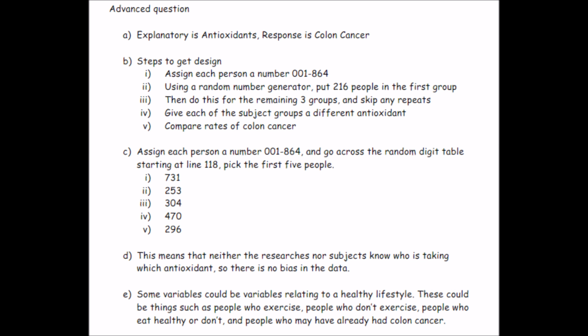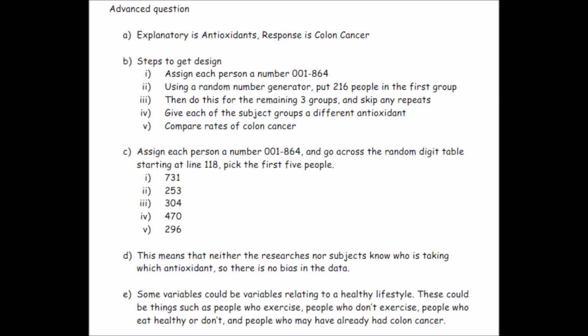So the next question, the advanced question, is talking about an experiment asking, will taking antioxidants help prevent colon cancer? It then gives some more information about it, as in which vegetables are rich in antioxidants, such as vitamins A, C, and E. And it's asking, will taking antioxidants help prevent colon cancer? And then it says a clinical trial studied 864 people who were at risk of colon cancer, and the subjects were divided into 4 groups. After 4 years, the researchers were surprised to find no significant difference in colon cancer among the groups.